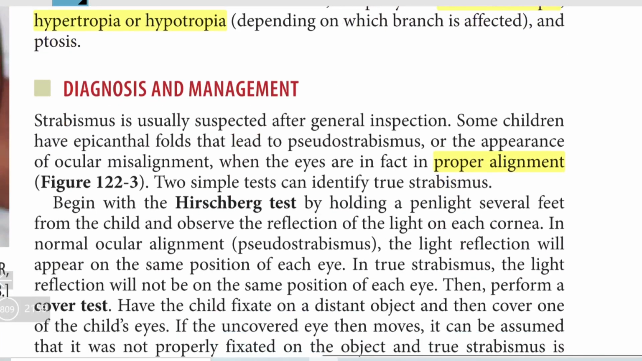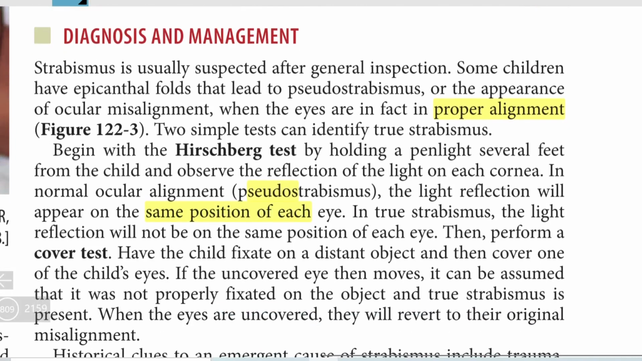Two simple tests can identify true strabismus. Begin with the Hirschberg test by holding a pen light several feet from the child and observe the reflection of the light on each cornea. In normal ocular alignment, that is in case of pseudostrabismus, the light reflection will appear in the same position of each eye. In true strabismus, light reflection will not be in the same position of each eye.